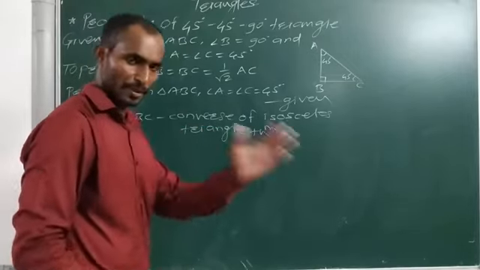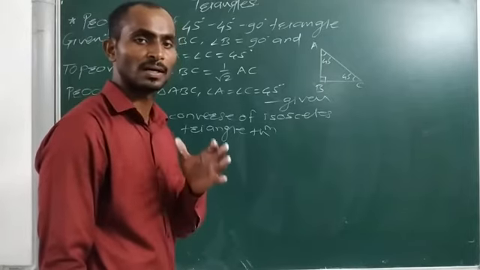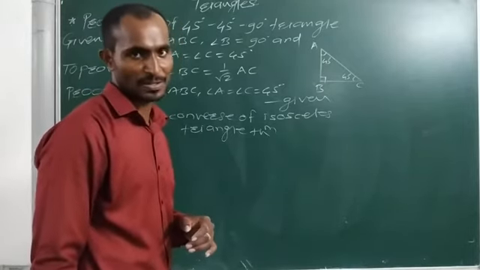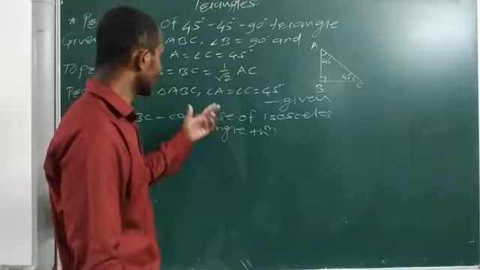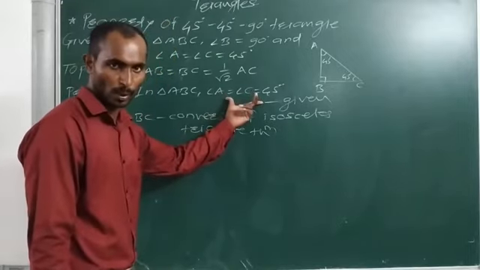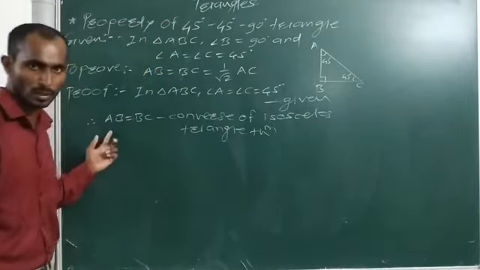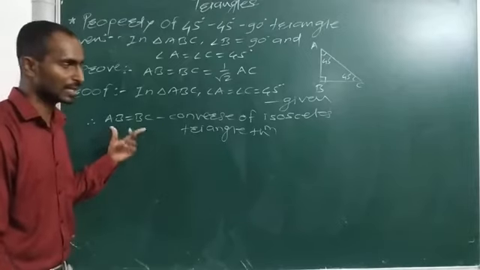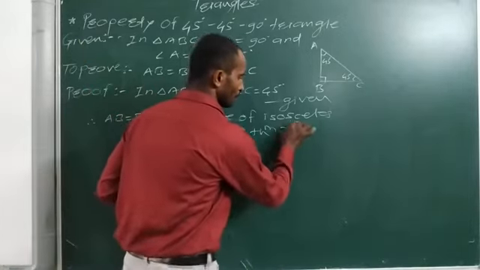Because just in the previous video we had studied about the isosceles triangle theorem and the converse of isosceles triangle theorem. It means if two angles of a triangle are equal, then the sides opposite to them are also equal. So that's why we take that AB equal to BC. Let it be the statement number 1.